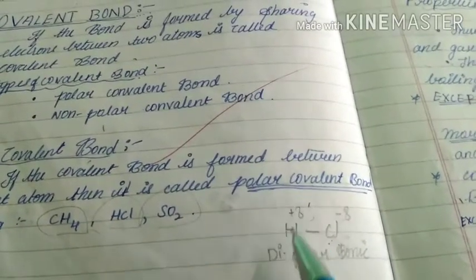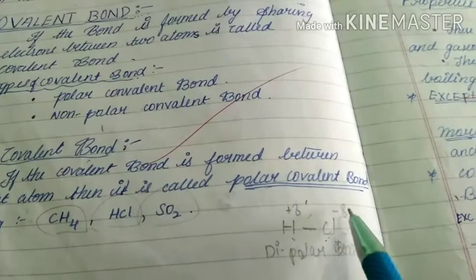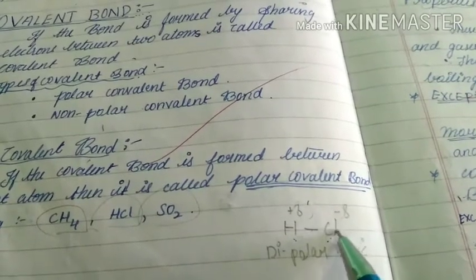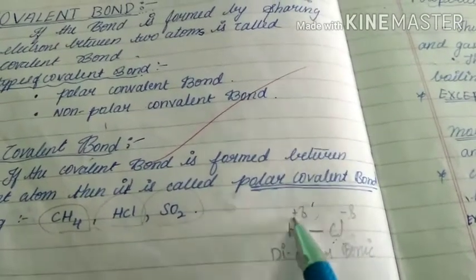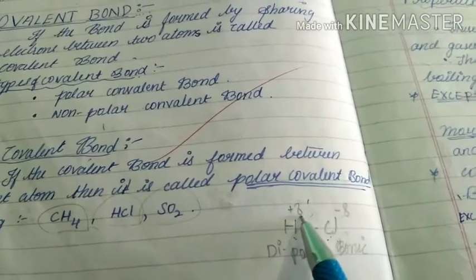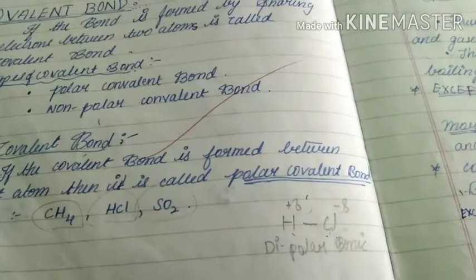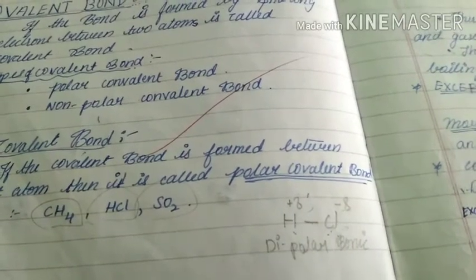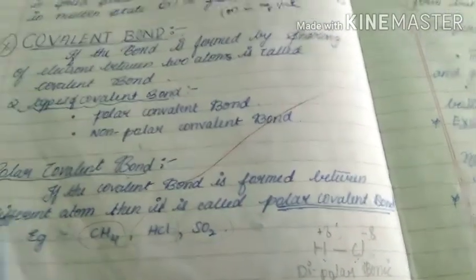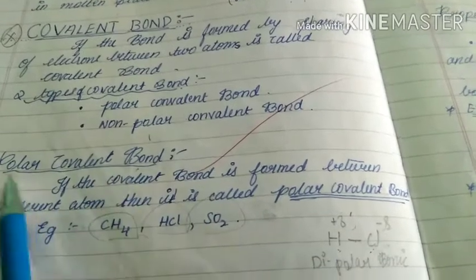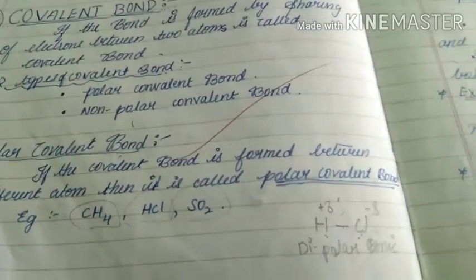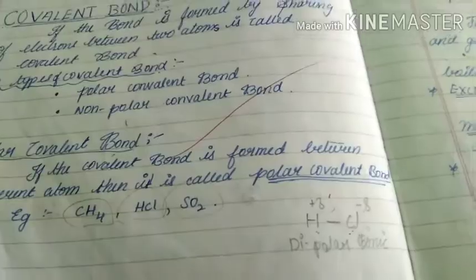This indicates that what? Hydrogen is going to lose the electrons. This indicates that what? Chlorine is going to gain the electrons. Here these partial positive charge, delta plus, and partial negative charge, delta minus, are called dipoles. That is why it is called polar covalent bond. Polar means charges, poles. That is the meaning of that one.